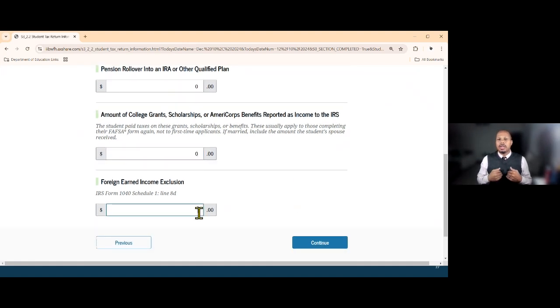Do you have any foreign earned income exclusion? The student says no. If you're wondering what that looks like, go to your 2023 federal tax information, look at your tax form, and look at line 1D. If you have a value populated on that field, then that's where you want to put it here as well. In this case, the student enters 0.